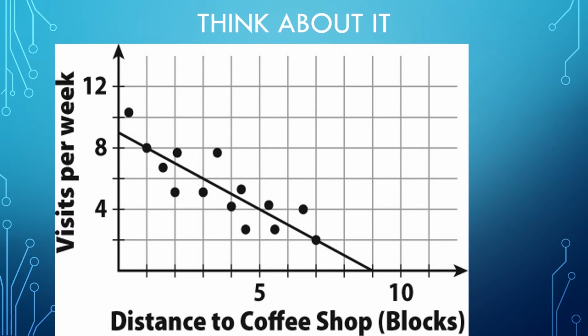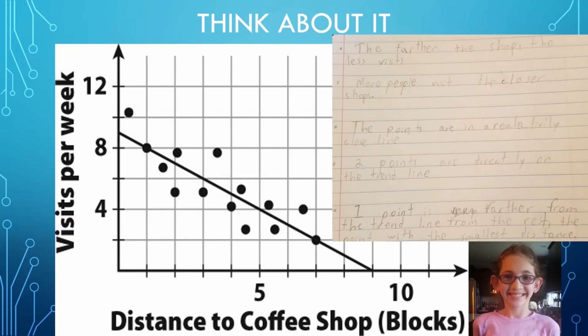Here's what Kayla has to say about it. The farther the shop, the less people visited it. More people went to the closer shops. The points are in a relatively close line. 2 points are directly on the trend line. 1 point is farther from the trend line than the rest, the point with the smallest distance.